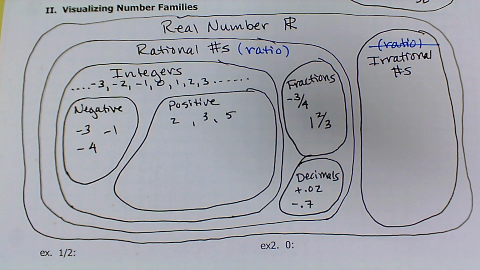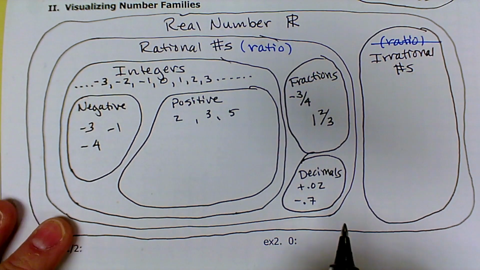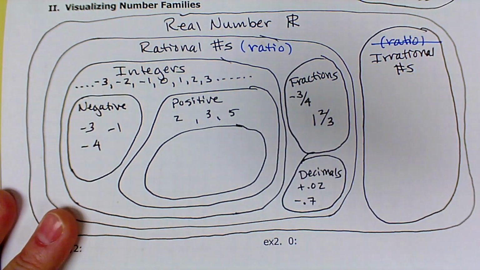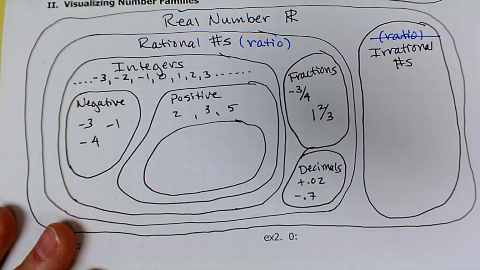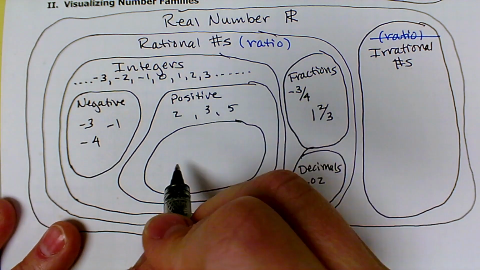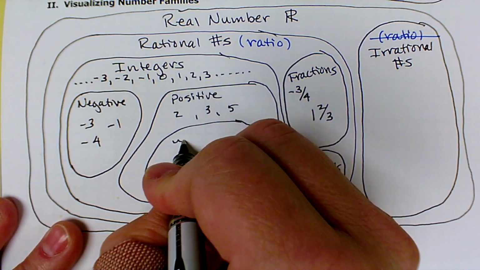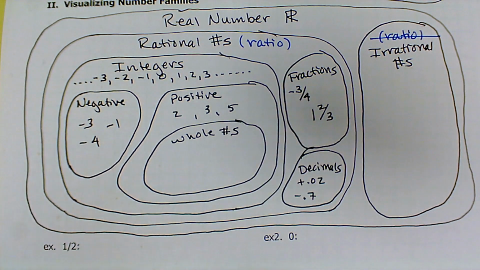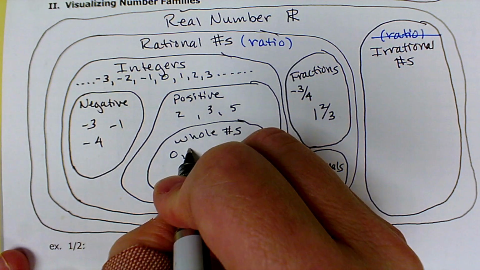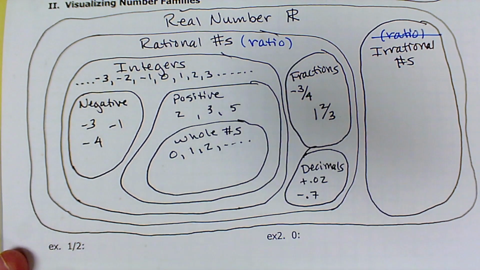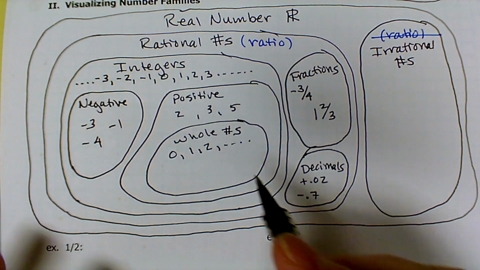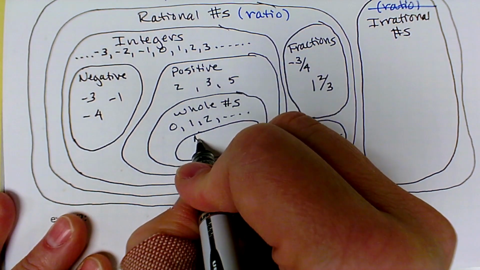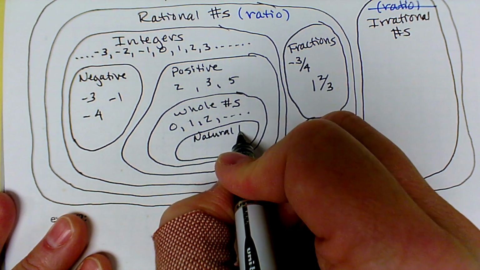All right, last two families. Inside the positives, figure it out. Inside positives, you have what's called whole numbers. Whole numbers start with 0 and go up. And then inside whole numbers, this is our last family, you have what's called natural numbers.